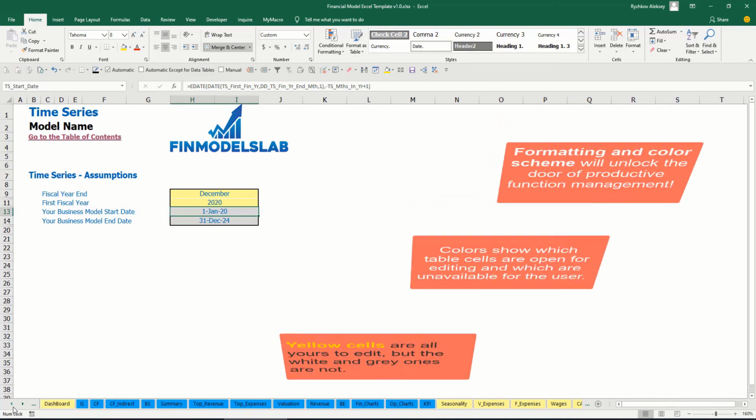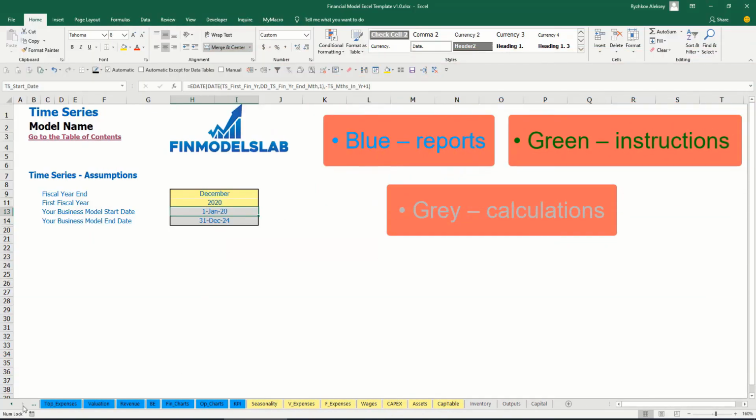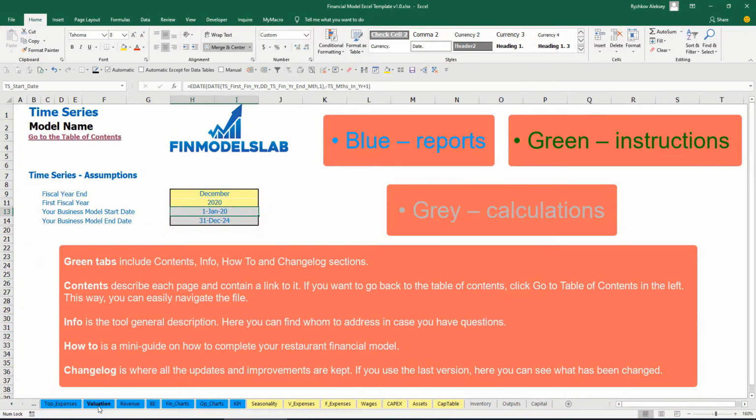Blue sheets mean that on these sheets there are some charts, reports and other information which can be useful for reporting purposes. On the tabs without color you have some extra calculations related to revenue, debts, equity, inventory and everything which is needed for the reporting.